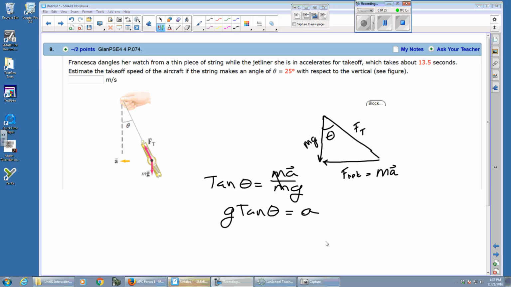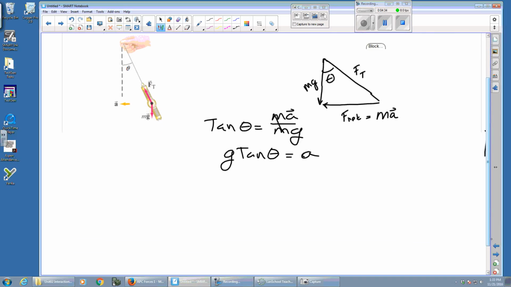I know the time, so now that I know a, how come I know g? Because I'm assuming the only planet that they have planes on is Earth. So I'm pretty safe to assume that this is happening on Earth. So now I can use v final equals v initial plus a delta t. I have a, t, they tell me v initial is 0. So I start from rest, and I can find my v final.